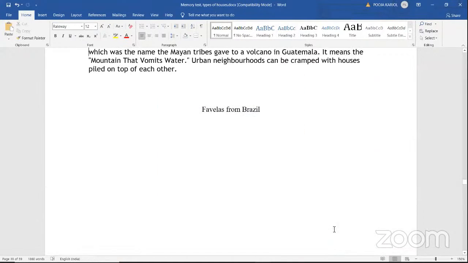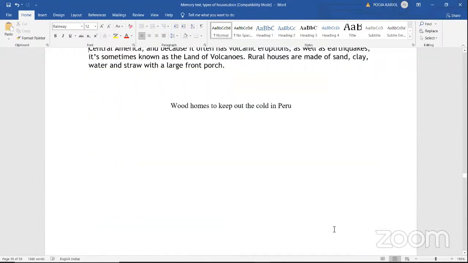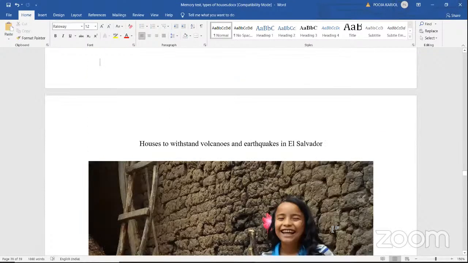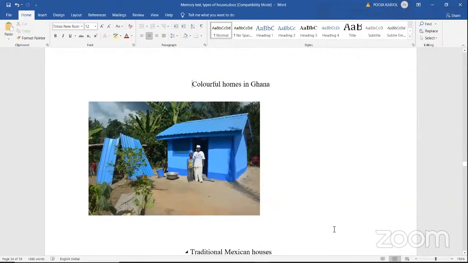I'll give this to Gaurav sir. He will put this in the app. You can get this. We'll do more about these. These are mostly American and African houses.